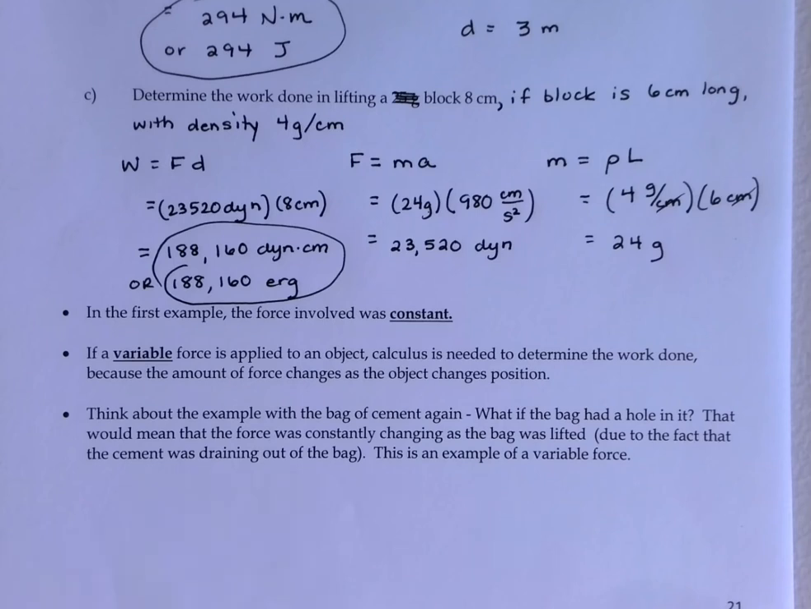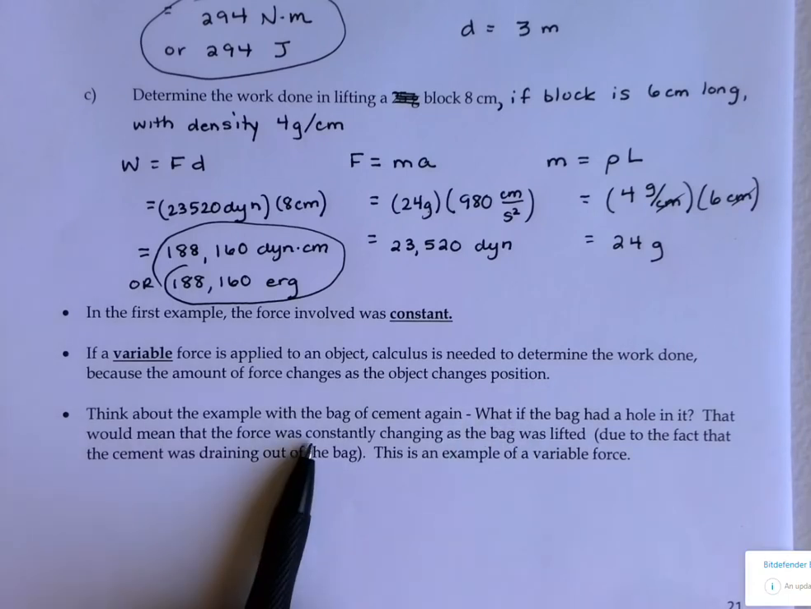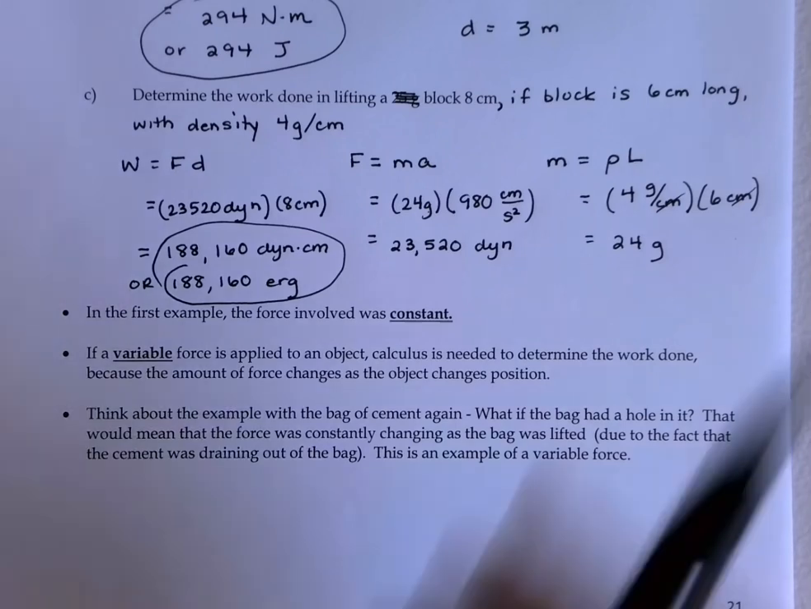In that part B, we were lifting that bag of cement. What if our bag had a hole in it? That would mean as that cement drips out, right, that powdered cement drips out, the force is changing because the weight of the bag will change. There's less cement in it all the time. That's a perfect example of a variable force. And we're going to have to handle those kinds of situations using calculus.